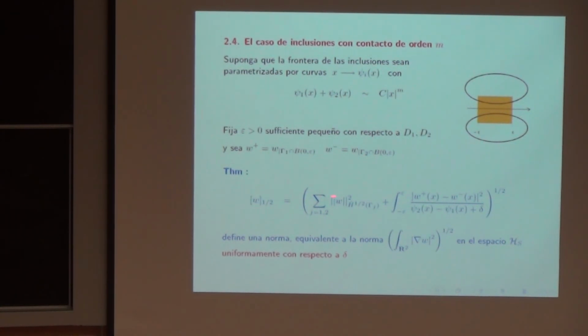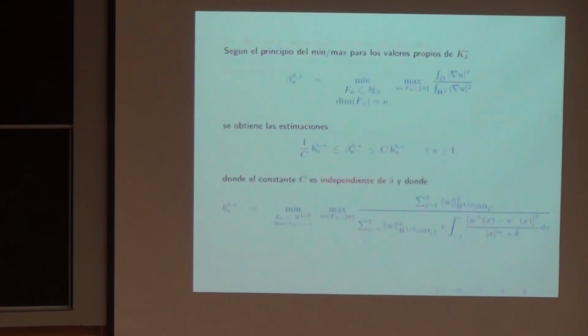where essentially you pick up the H1 half norm of the trace of u on each inclusion, and then you pick up something which is essentially the values of the potentials up here minus the values, or the difference in potential divided by the distance, to some powers that are well chosen. So it's the square of the potential difference divided by the distance. And this forms a norm independently of delta.